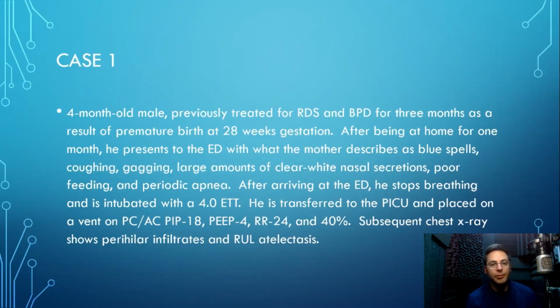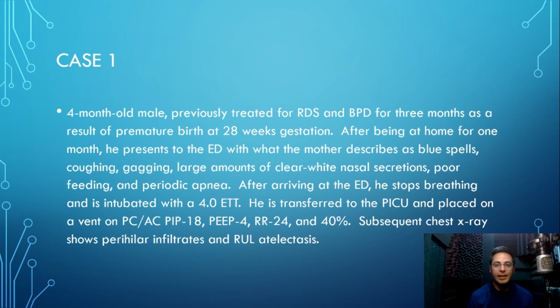So case one, we have a 4-month-old male, previously treated for respiratory distress syndrome and BPD for 3 months as a result of premature birth at 28 weeks gestation. After being at home for 1 month, he presents to the ED with what the mother describes as blue spells, coughing, gagging, large amounts of clear white nasal secretions, poor feeding, and periodic apnea.